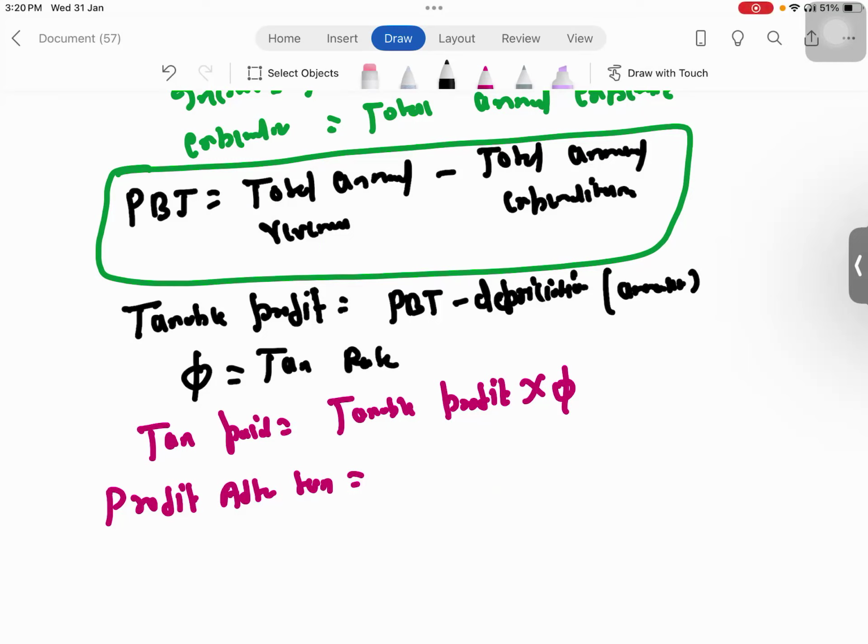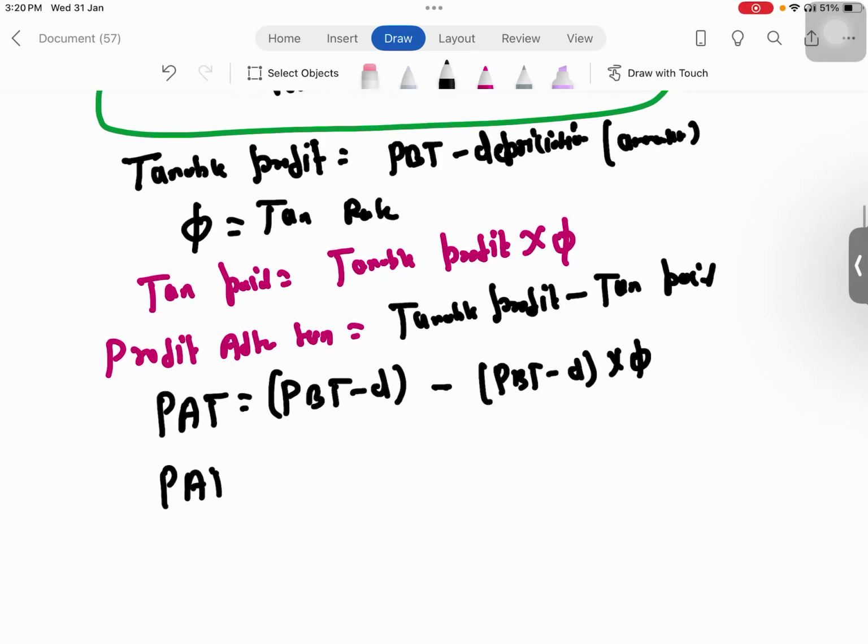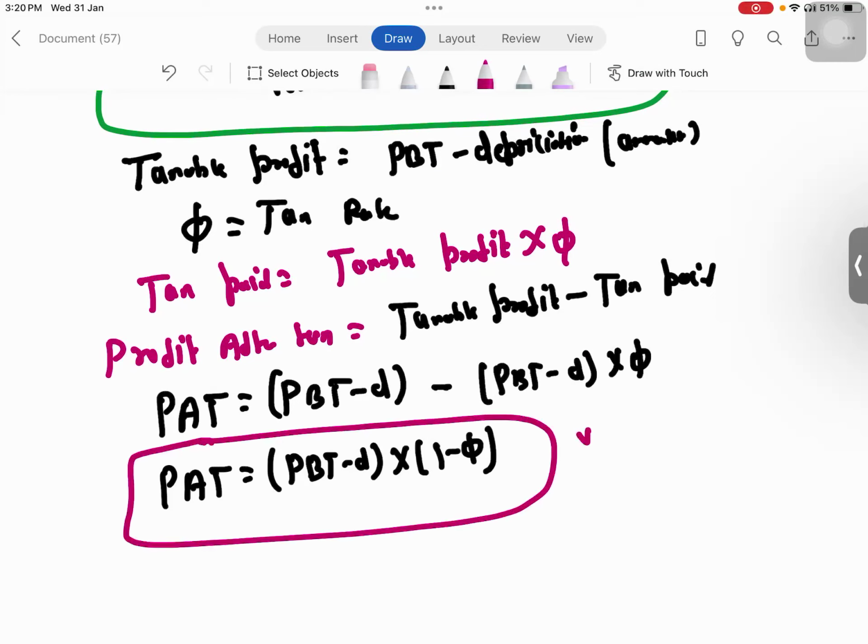So taxable profit is PBT minus depreciation, and you want to decrease this value, taxable profit minus tax paid. So finally, you will be getting the profit after tax. So you can write taxable profit minus tax paid. You can calculate tax paid, that is equal to (PBT minus depreciation) multiplied by t. So finally, profit after tax equals (PBT minus depreciation) into (1 minus t). So this one is your profit after tax. It's a very, very important formula.